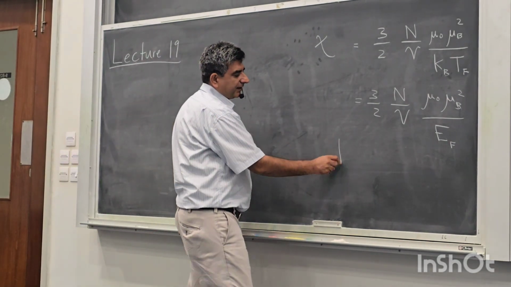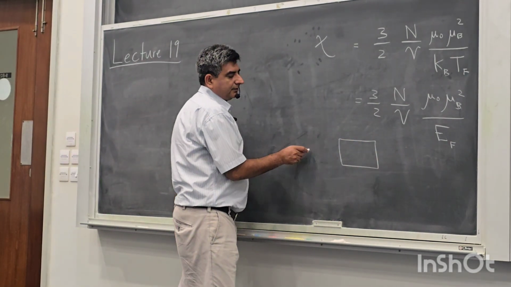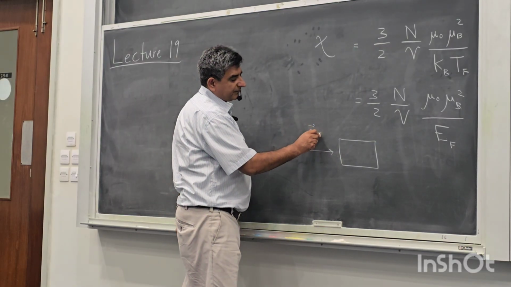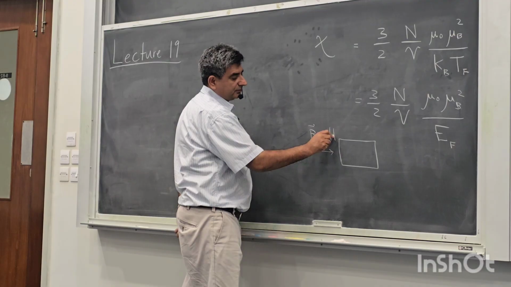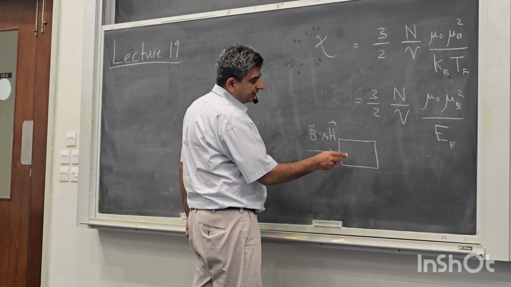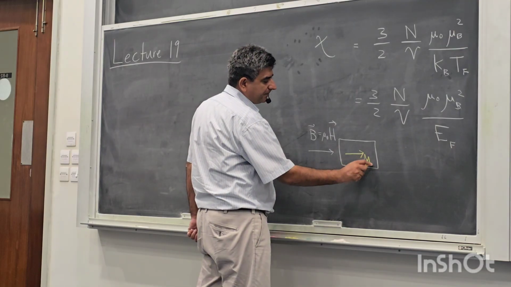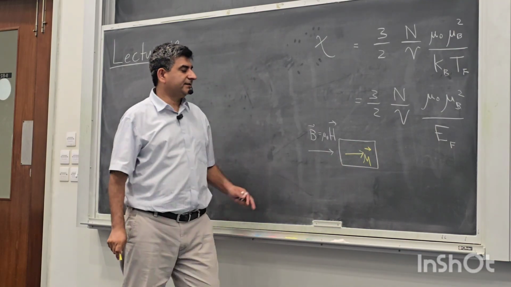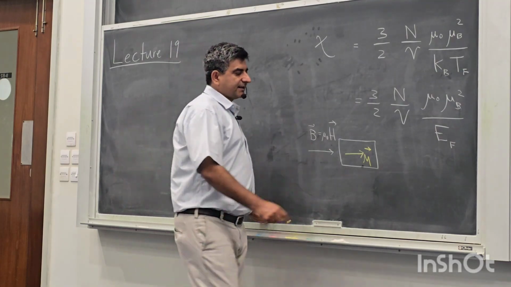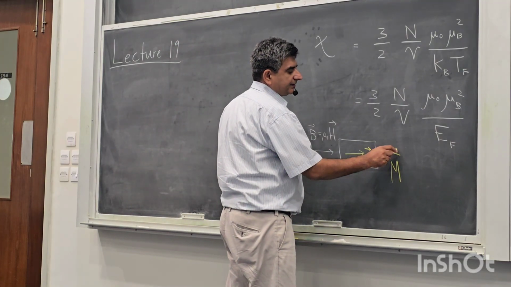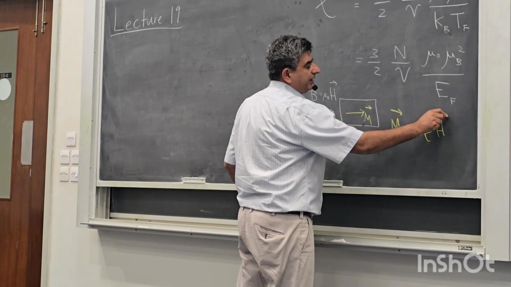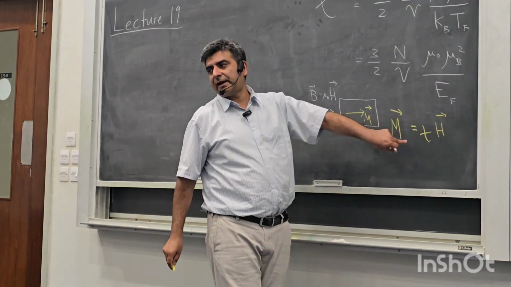So this means that if I have a solid, I apply a field B, which is given by mu naught H, then the magnetization M is going to develop inside this medium. Paramagnetism means that this magnetization is parallel to the field, and the susceptibility is a constant of proportionality between the applied field and the magnetization.